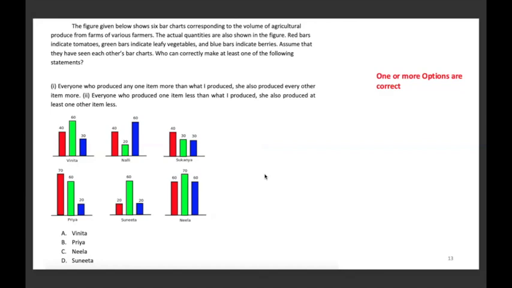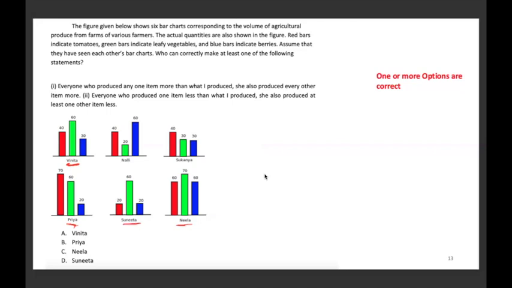The first statement, we'll go from statement to statement, okay? The first statement reads, everyone who produces one item more than what I produce, she also produces every other item. Next, second statement, everyone who produces one item less than what I produce, she also produces at least one other item less. So the options are Vinita, Priya, Neela, and Sunita. We just have to look at these people.